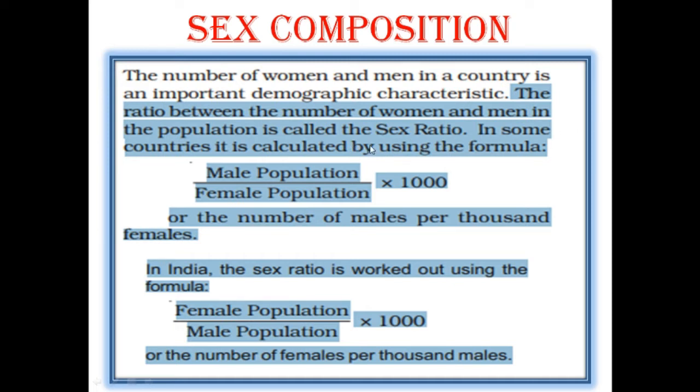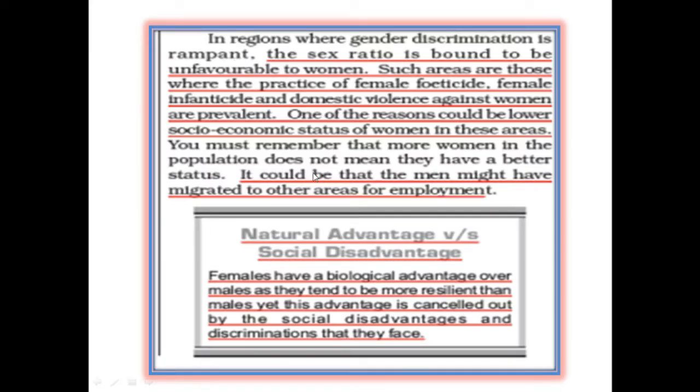In some countries, it is calculated by using this formula: male population over female population multiplied by 1000, or the number of males per 1000 females. But in India, a different formula is used. We divide female population by male population multiplied by 1000, or we can say the number of females per 1000 males. This page has been taken from the NCERT book.